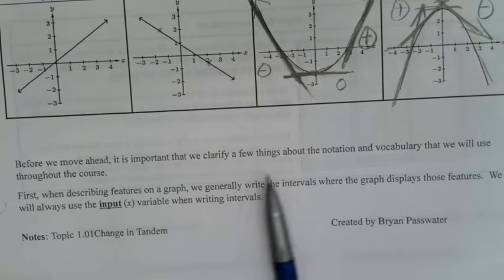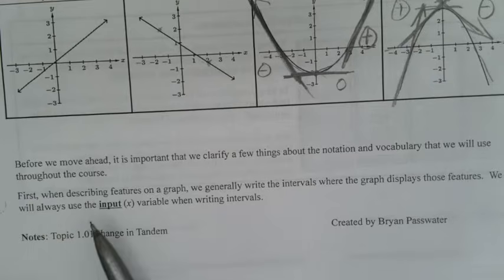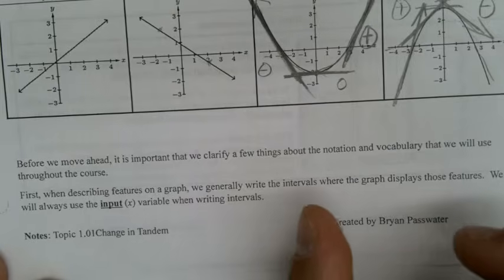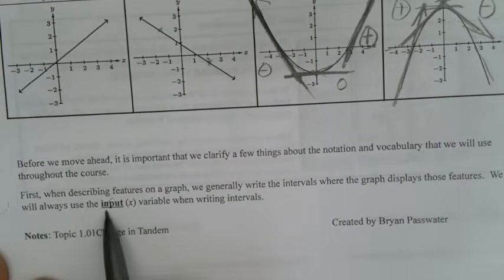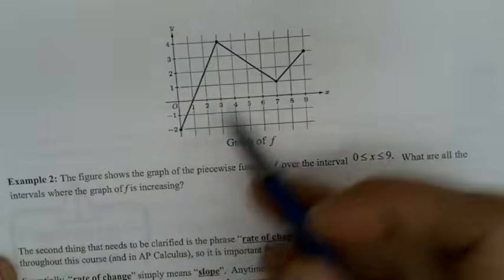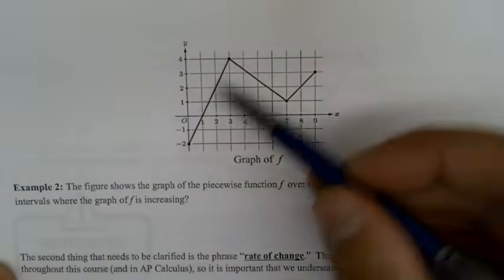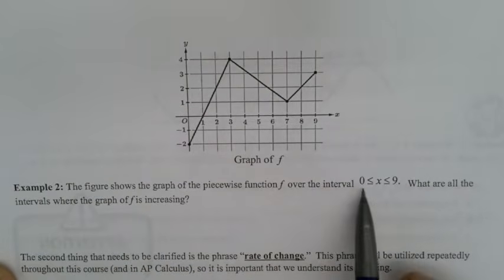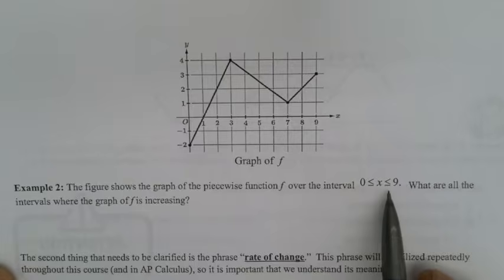Before we go on, I want to clarify some notation and vocabulary that we're going to use in this class. First, when we're describing features of a graph, we write intervals where those features are happening. Intervals are domains of x values, where you're talking about the input always. So let's take a look at what that would be. On the next page, we have this function here, a graph of f. It is a piecewise function because it's made up of 3 linear equations, and it shows it over the interval 0 is less than or equal to x, less than or equal to 9.